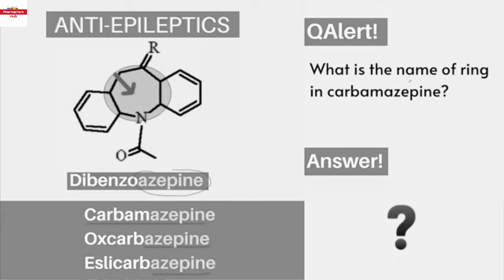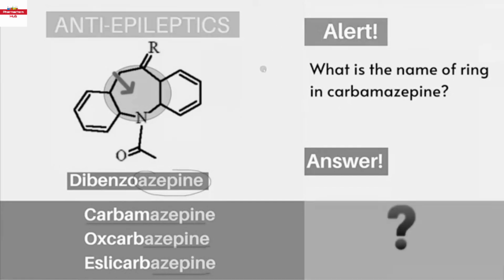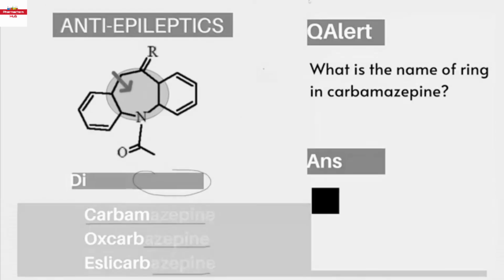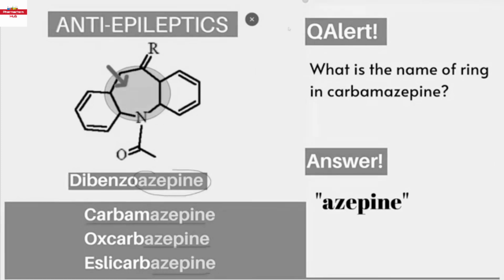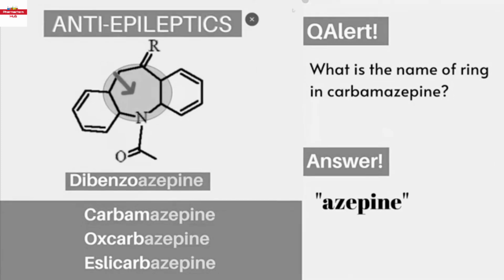So here is the exam tip. There's a test tip for the exam: what is the name of the ring in carbamazepine? So guess what the name is. It sounds like you can find the answer right in the drug name itself, and then you can submit your answer. Here is the answer for the ring: that is the azepine ring.